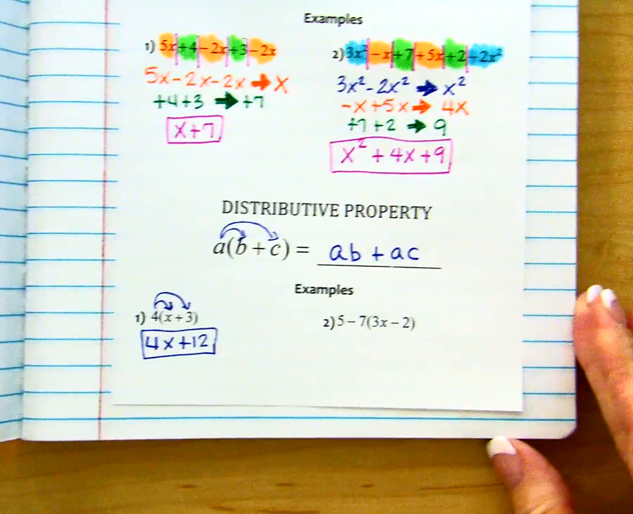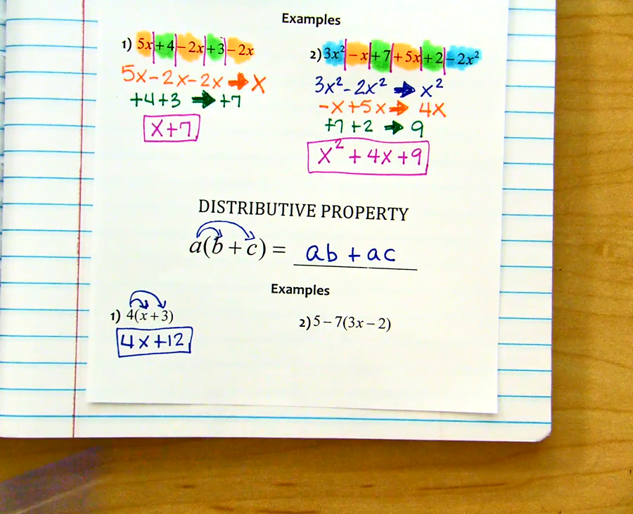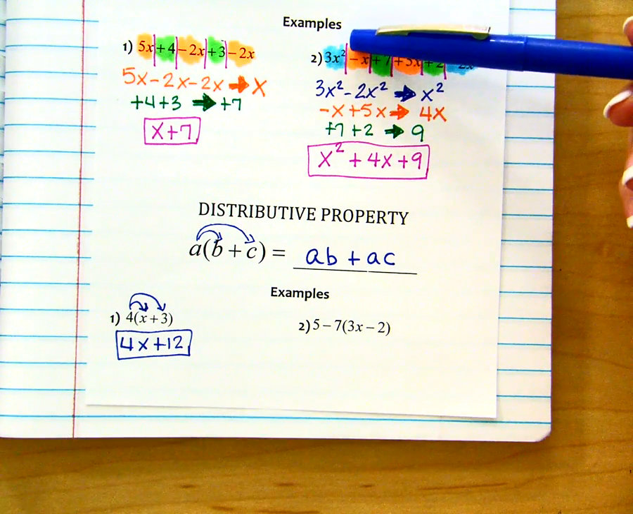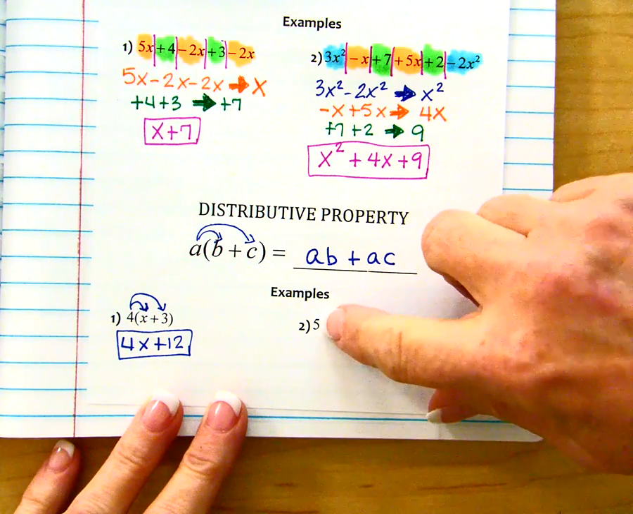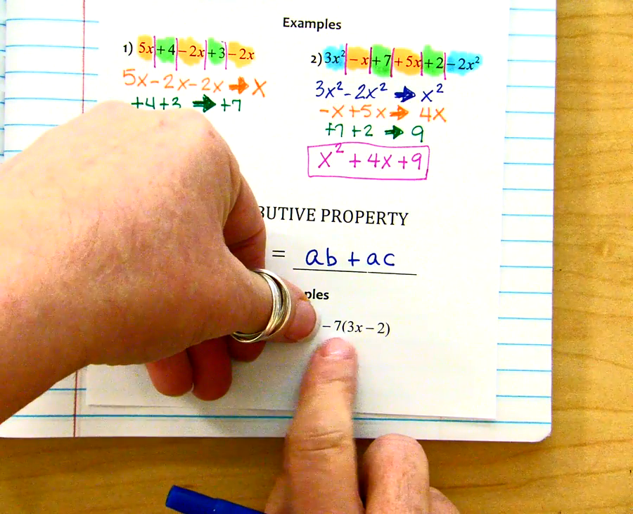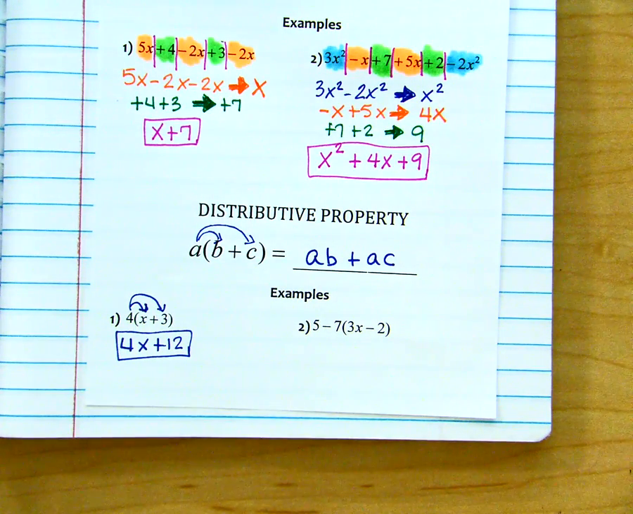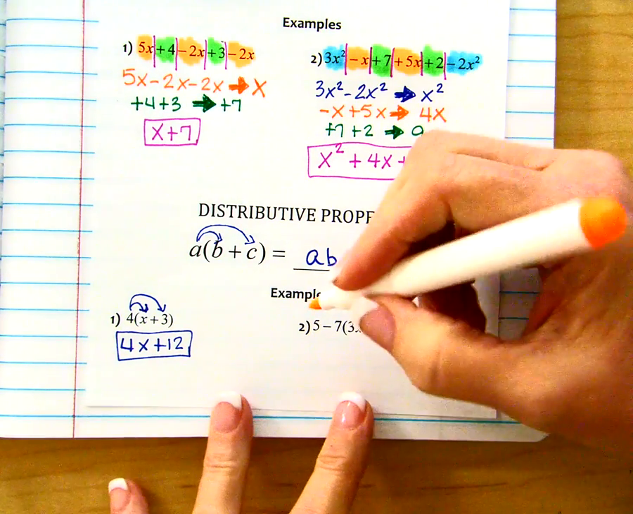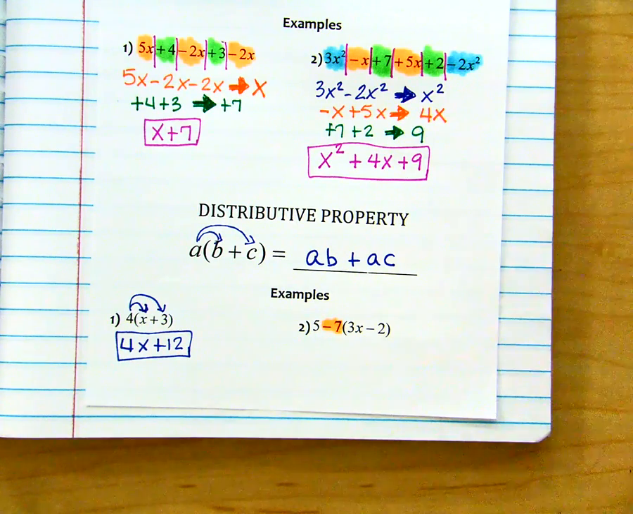The second example, we have to be very careful here because what we have is a subtraction problem right here. But remember up here when we were drawing the lines to separate our terms, we would have drawn a line between this 5 and this subtract right here, which means that we have 5 and then we have this negative 7 that's being distributed to both of these guys. So let me take this orange, and I'm going to show that this negative 7 is what's being distributed.